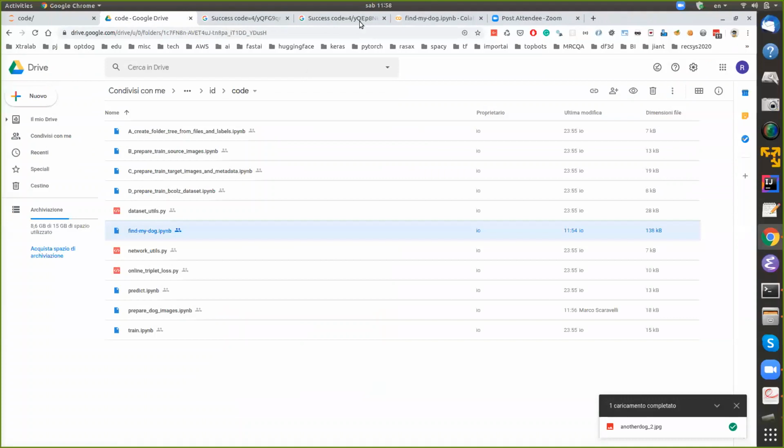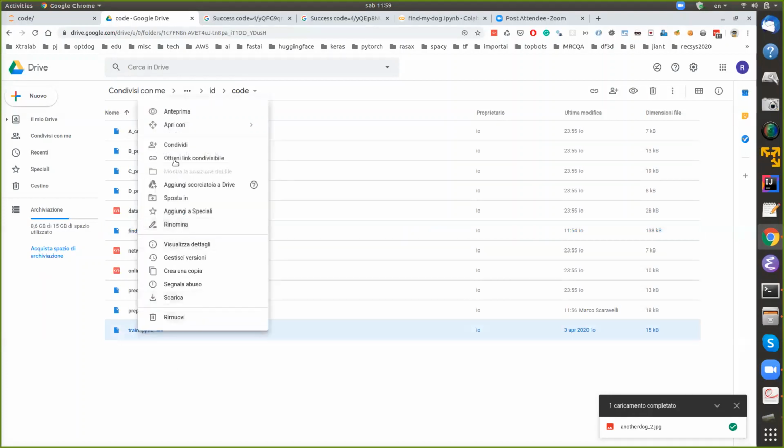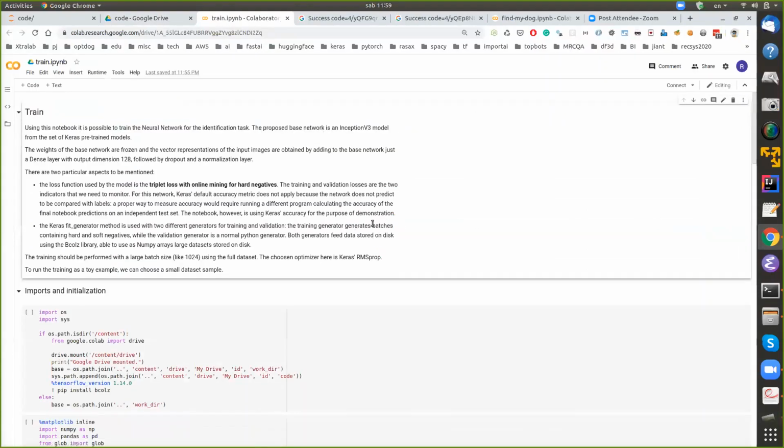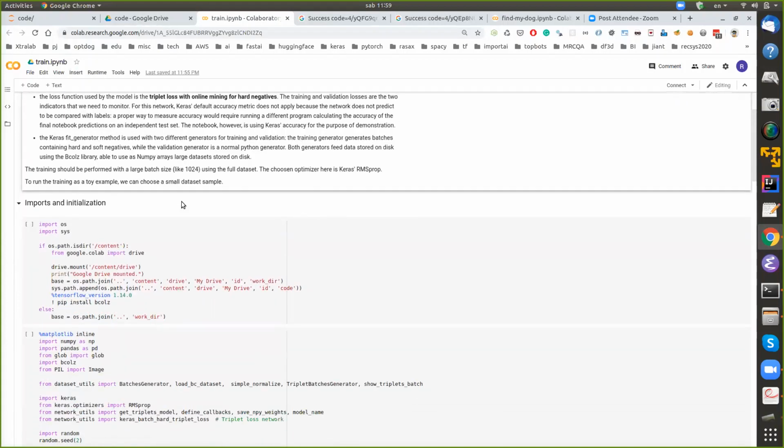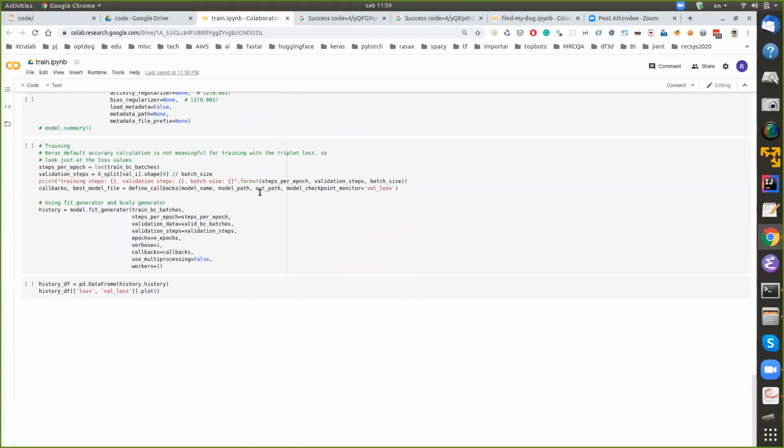I overlap somehow with the top bar of the Zoom video conferencing, so I cannot click as I want on top of the screen. I now open the train notebook in a Google Colab environment, but I will not run it fully. I would just like to show what the triplet generator does. So, in order to show you, let me check an example.